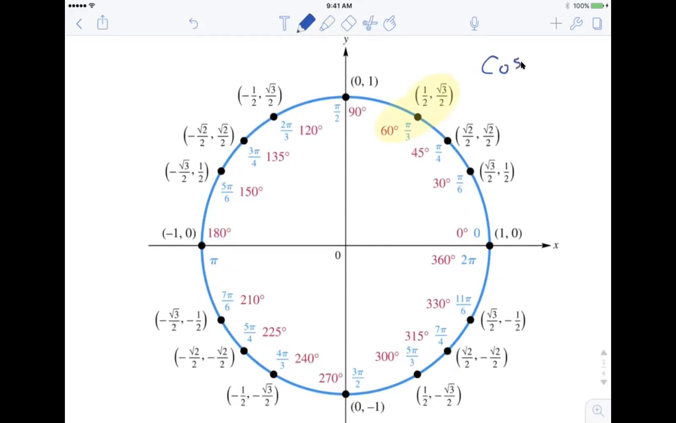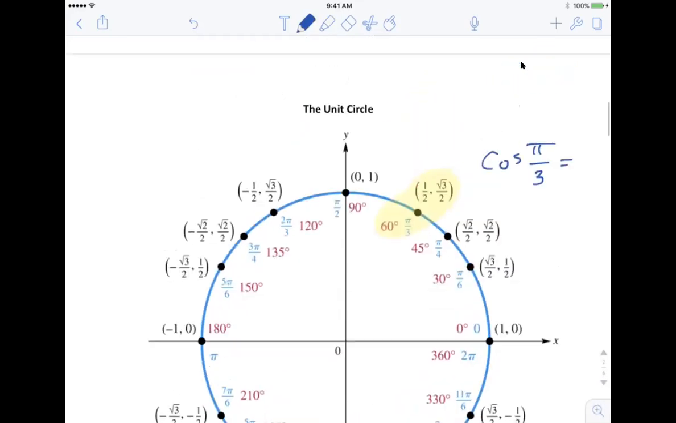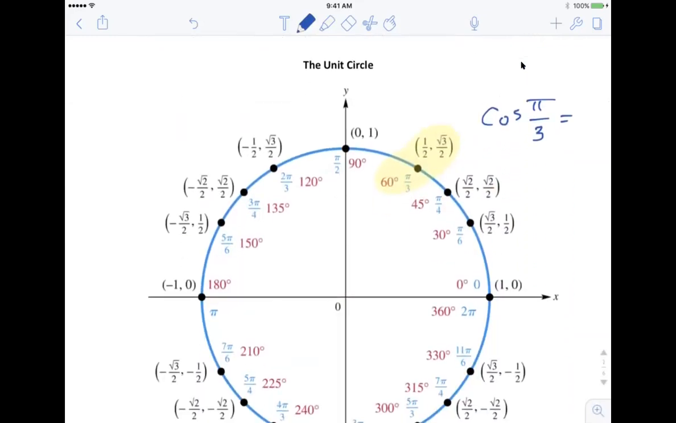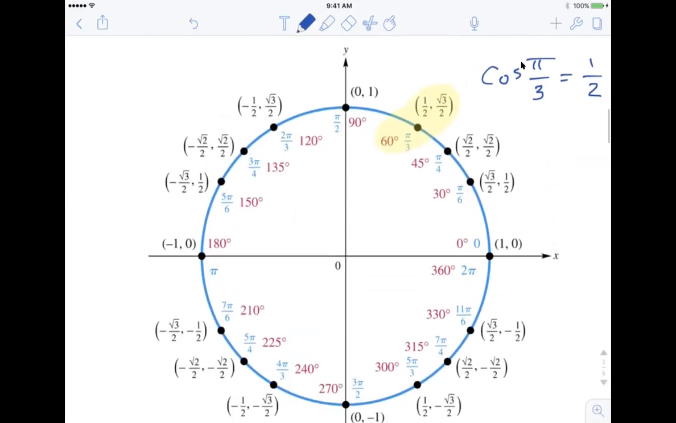So if I had to calculate cosine pi over 3, I just look at the x value because the formula above, the cosine of the angle, is just the x coordinate. Right? So that would be 1/2. So cosine pi over 3 is 1/2. Right? Or you could say cosine 60 degrees is 1/2. Right? Pi over 3 and 60 degrees are equivalent angles, just in different measures.